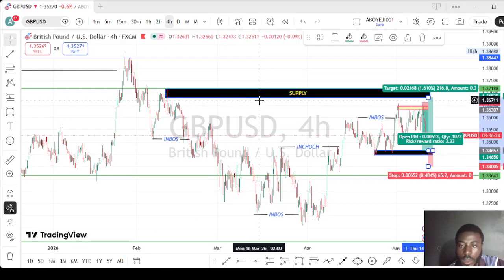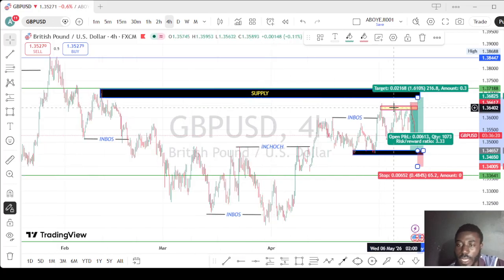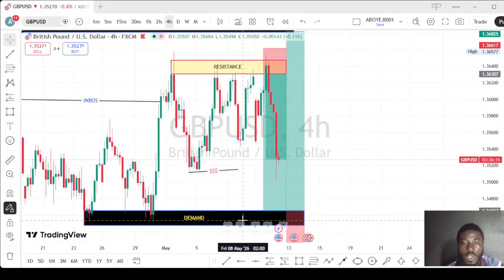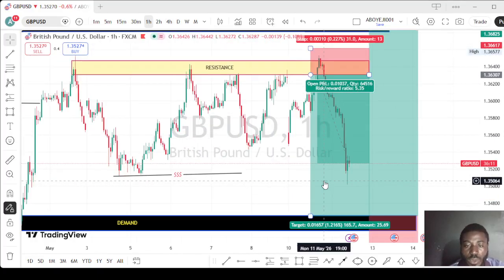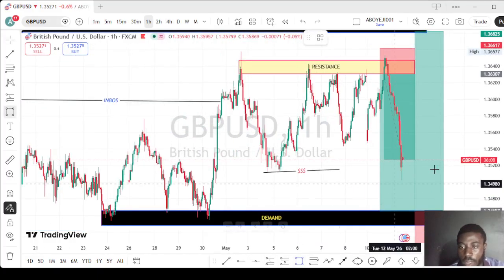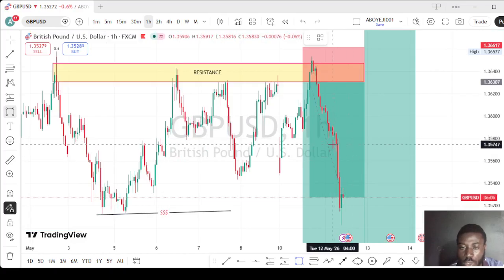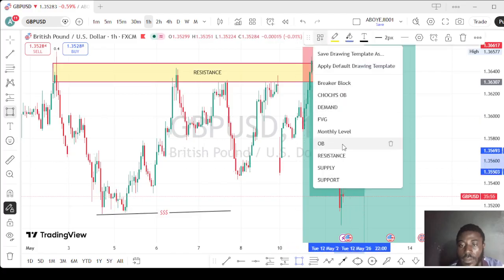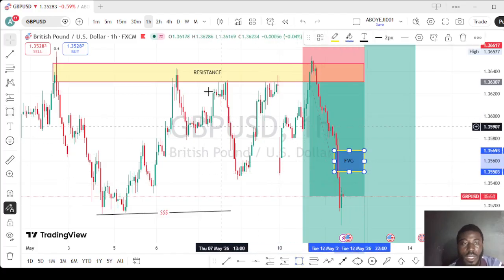All this will serve as liquidity. The market needs to sell to mitigate this supply before we can see a downtrend again. So let's just wait. Let's see where we can buy. Let's see where the opportunity is. This is where I'm seeing the opportunity on the 1 hour time frame. This is the FVG I'm seeing on the 1 hour time frame.